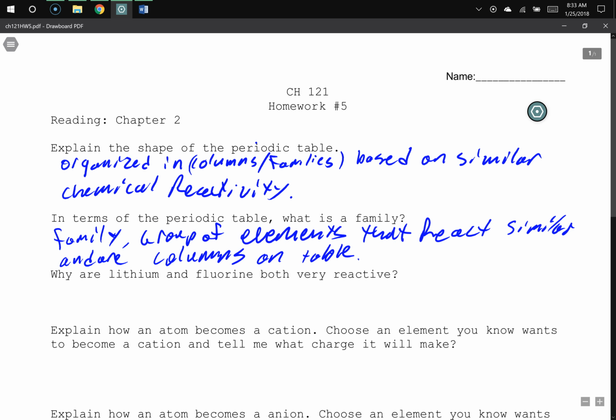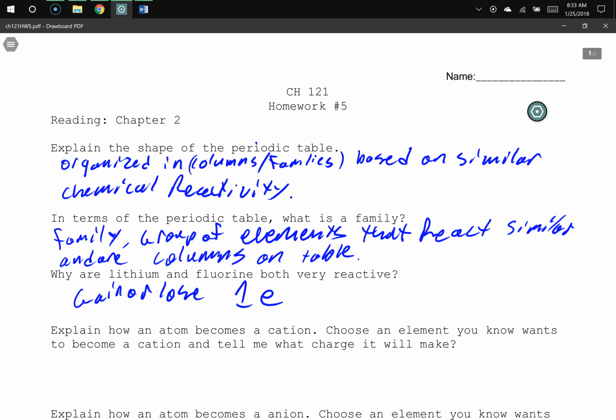Why are lithium and fluorine both reactive? They're both trying to do the same thing, right? Ultimately, they're trying to change one thing: gain or lose one electron. If I only have to do one thing, then I'm going to violently try to get that done. So I'm going to try to get rid of one electron if I'm lithium, or I'm going to try to gain one electron if I'm fluorine.